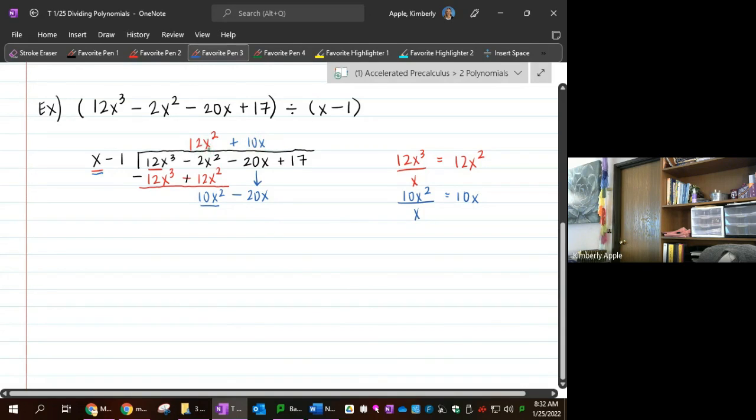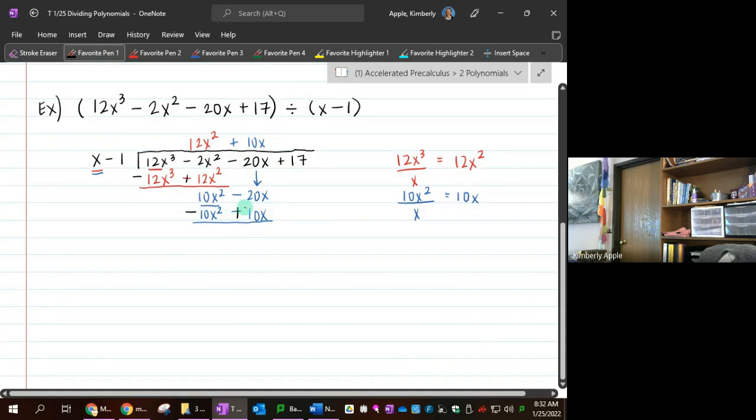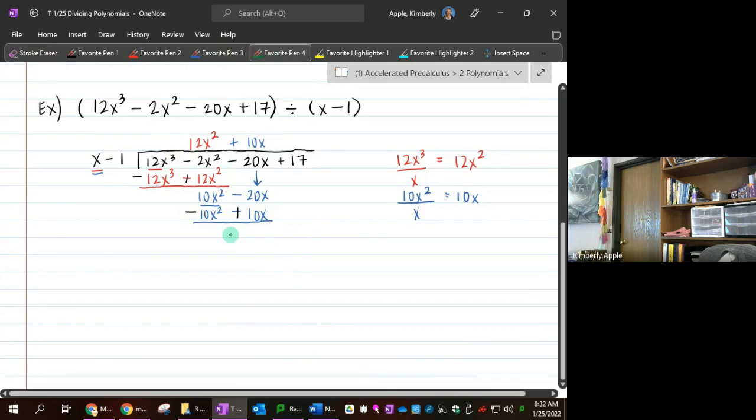Now I'll multiply it. So this becomes 10x times x, which is 10x squared, and 10x times negative 1 is negative 10x. Remember, this is subtraction. This drops out to nothing, so we're on track there, and this will be negative 10x. And then we have one more thing to bring down, so that's how I know I'm not done yet. And now we will go again.